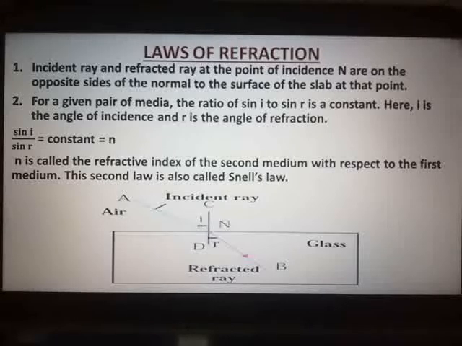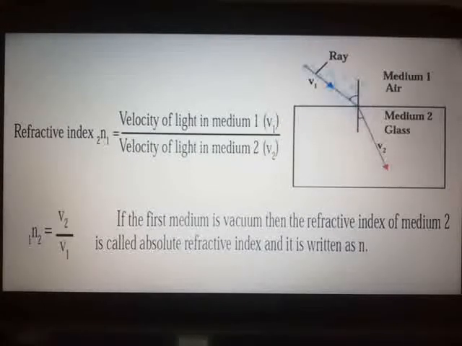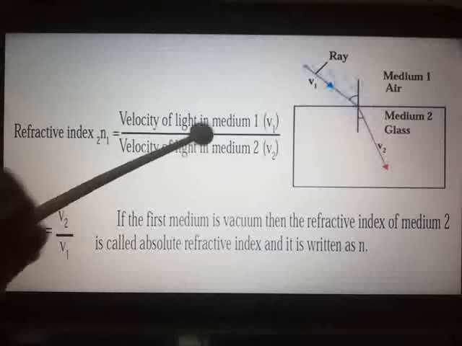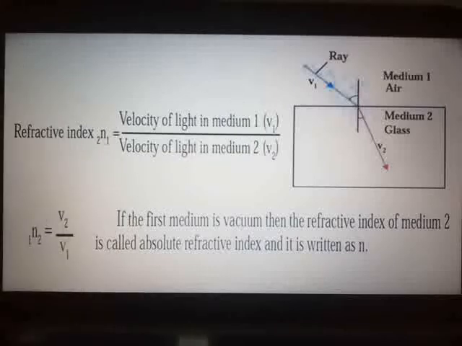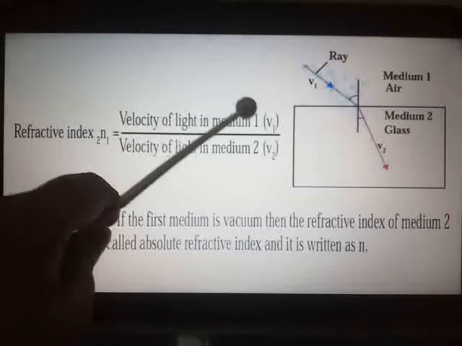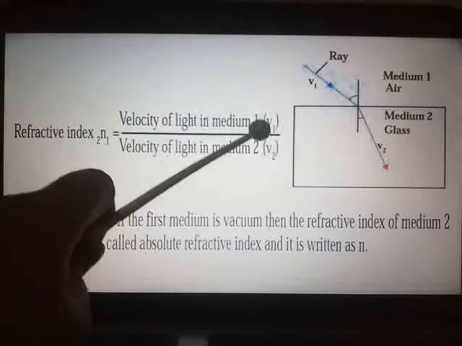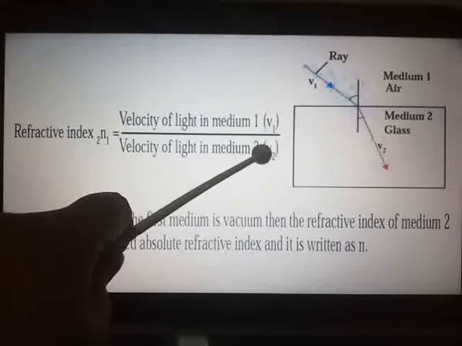After this, we are going to study two formulas which are important for solving the numerical examples. Here, the velocity of light in the first medium is represented by small v1 and the velocity of light in the second medium is represented by v2. So when you have to mention the refractive index of the second medium with respect to the first medium, it is equal to the ratio of the velocity of light in the first medium to the velocity of light in the second medium, that is v1 upon v2.